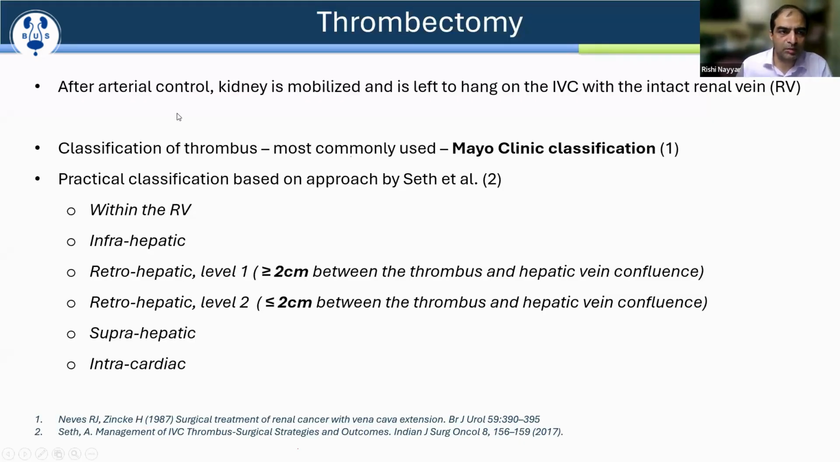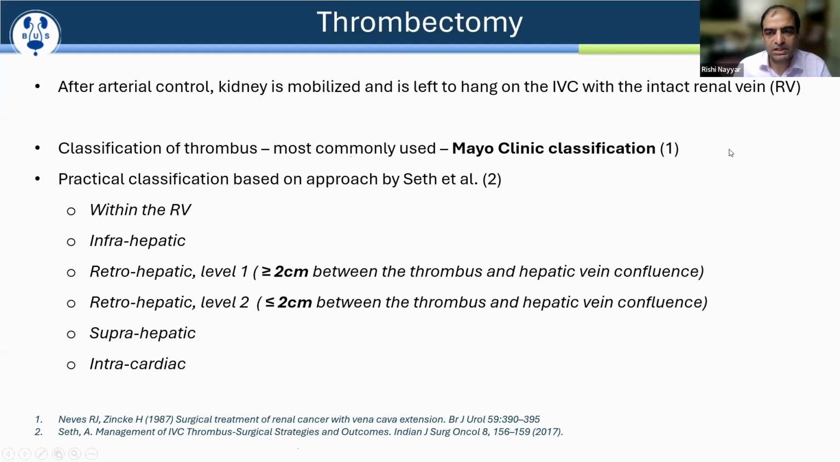Now coming to the thrombectomy part, once the artery is done, then the rest of the kidney is to be mobilized as for any other nephrectomy. And ultimately, finally, what you are left with is the kidney hanging on to the IVC with the intact renal vein. All this mobilization has to be done very carefully, not to mobilize the tumor so much that the thrombus fractures and causes an embolus.